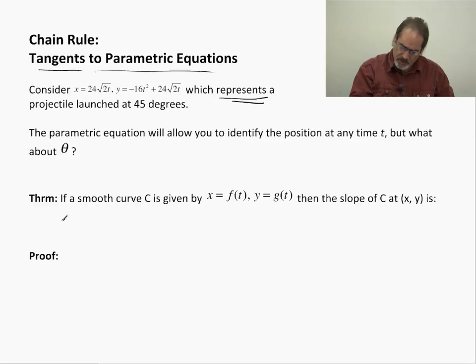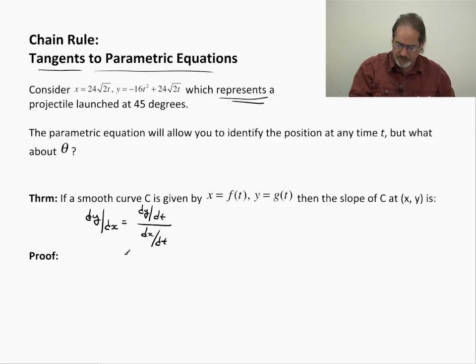Let's start off with a theorem. If a smooth curve C is given by x equals f of t and y equals g of t, then the slope of the curve C at (x, y) is given as dy/dx equals dy/dt over dx/dt.